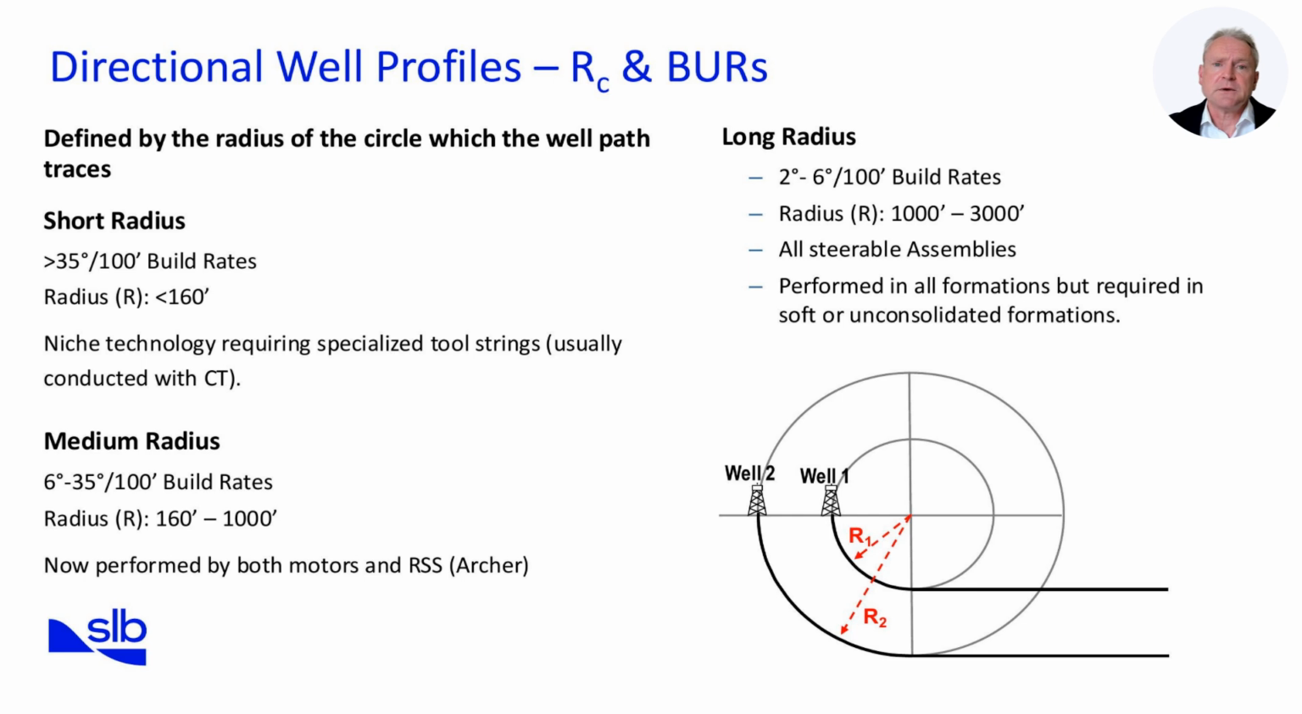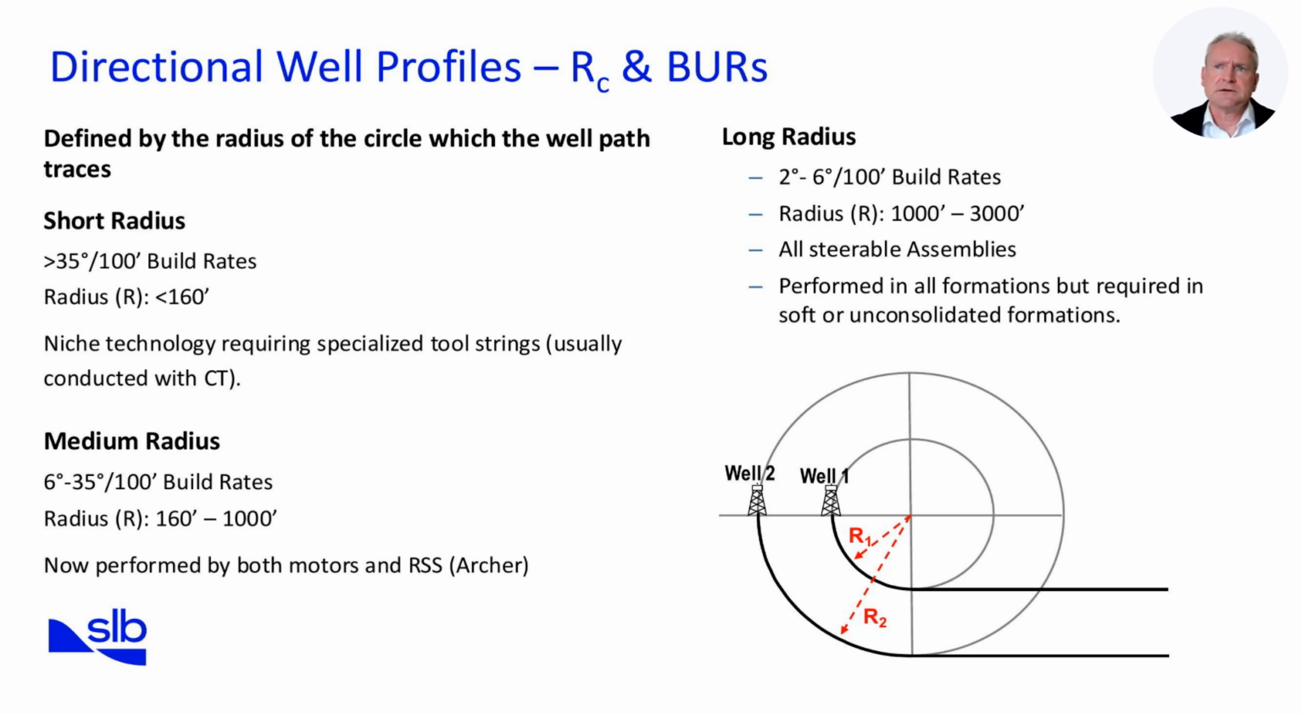2. Medium radius wells. These are defined by build-up rates between 6 and 35 degrees per 100 feet and radius of curvature ranging from 160 to 1000 feet. This is becoming a more commonly used range in modern directional drilling, thanks to technological advancements, especially in rotary steerable systems, RSS, and positive displacement motors. Above 6-degree dogleg, it is important to start measuring fatigue life on tool components in order to reduce the risk of drill string failure.